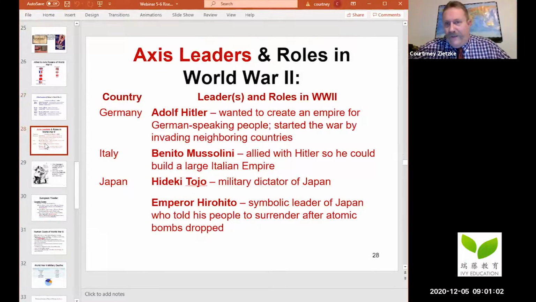Okay, Axis leaders and their roles in World War II. Country, Germany. Adolf Hitler wanted to create an empire for German-speaking people, started the war by invading the neighboring countries. Obviously, the first one that he did was Poland. Now, it's very important you understand this, because Hitler was eyeballing a lot of countries. In fact, he actually basically walked into Austria, completely unopposed.